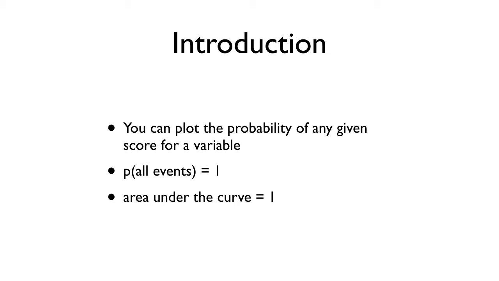So that means the area under that curve is 1. Okay? Does that make sense to everybody? So the area under the curve then is 1. Because you're plotting probability, the probability of all possible events has got to be 1. So the area under the curve, therefore, is 1. Okay? All right.